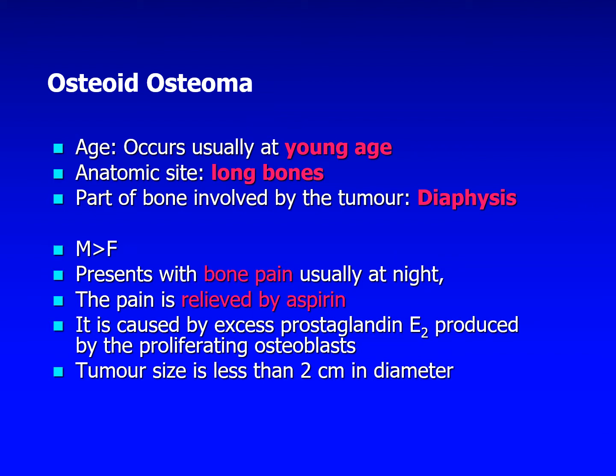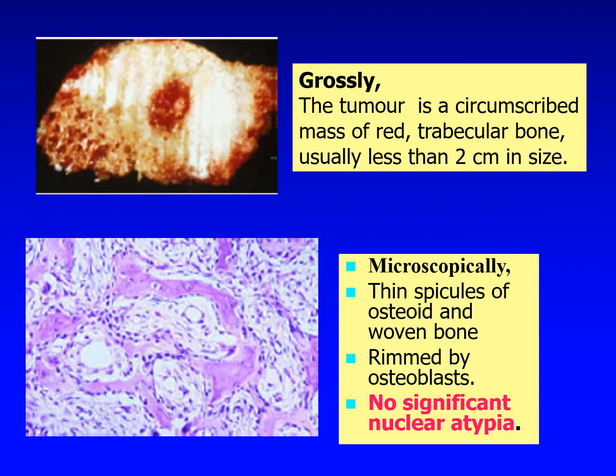Compare this to osteoblastoma. Grossly, osteoid osteoma is a circumscribed mass, usually red, and is composed of trabecular bone, usually less than 2 cm in size. Microscopically, it is composed of thin spicules of osteoid and woven bone rimmed by osteoblasts. There's no significant nuclear atypia seen.